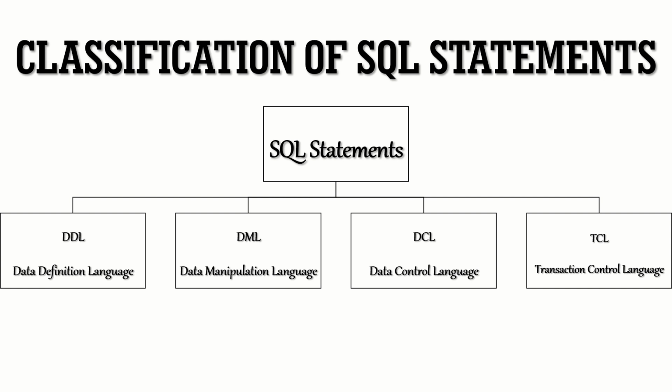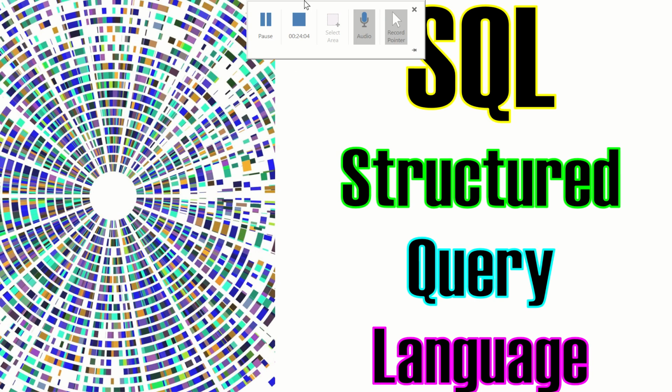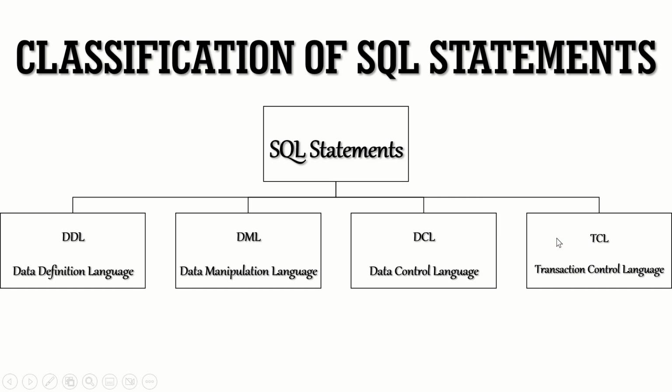TCL, transaction control language. Though we don't have DCL and TCL in our syllabus, for Viva this can be asked. The full forms can be asked. So make sure you learn the full forms. DDL is data definition language, DML data manipulation language, DCL is data control language, TCL is transaction control language. We'll only be learning DDL and DML.